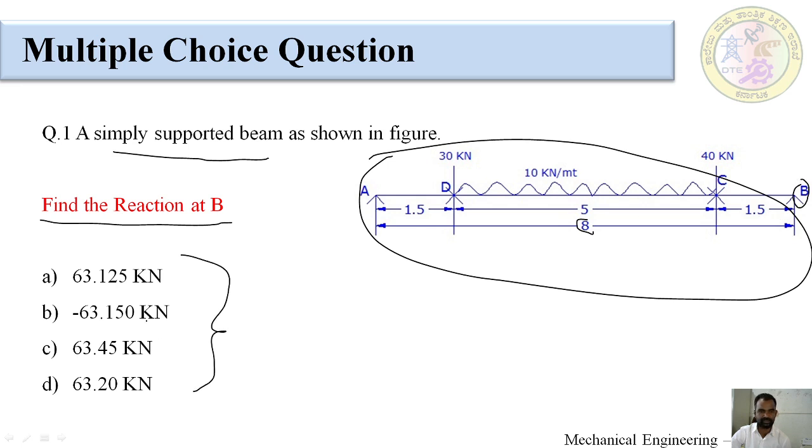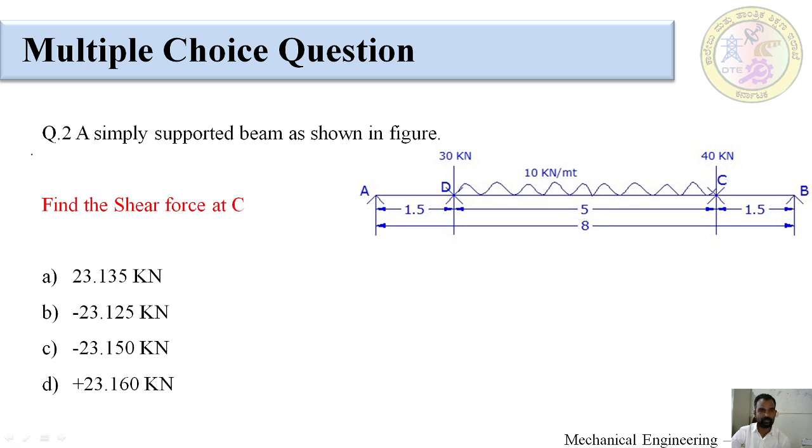We have 4 answers: 63.125 kilonewton, and B value negative 63.150. Third, 63.45 kilonewton, and lastly 63.20. Do it carefully, and when you answer, you can get a good answer. Among them one would be the correct answer. Next slide, question number 2, we have the same problem with the explanation of what we discussed in question number 1. Here we have to determine the shear force at section C. How much is the shear force at section C? We have 4 answers, among which one would be the correct answer.